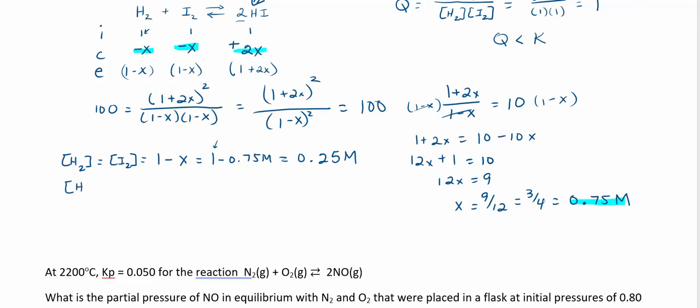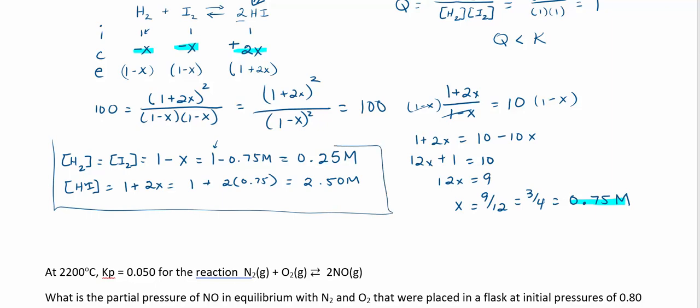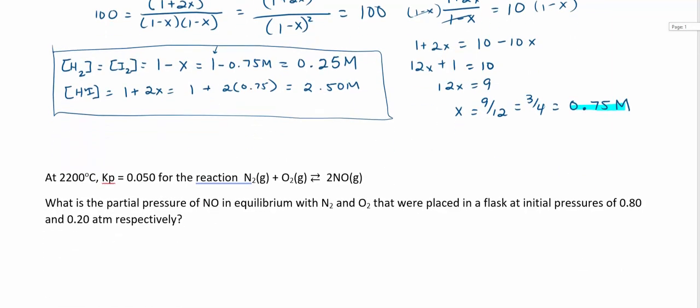The concentration of HI is going to be equal to 1 plus 2x, which is 1 plus 2 times 0.75. So that would be 2.50 molar. This answers the question. So you have to go through all of these calculations to end up there.